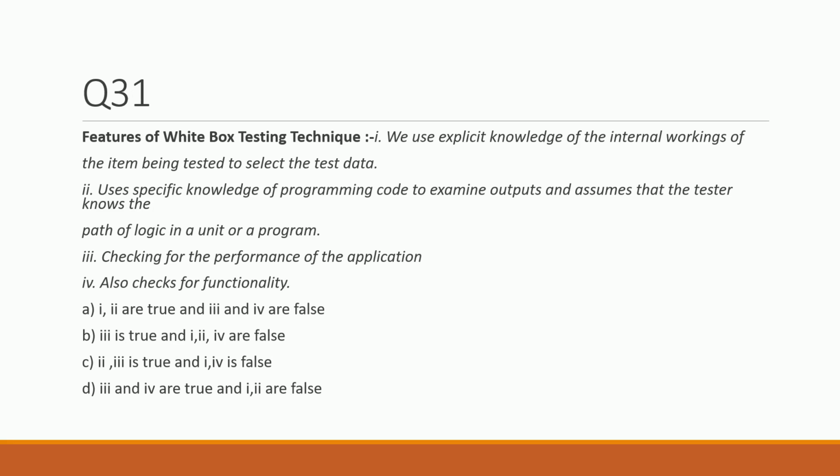Question 31 is features of white box testing techniques. We use explicit knowledge of the internal workings of the item being tested, use specific knowledge of programming code to examine outputs. Checking for the performance of the application also checks for the functionality. And the correct answer is A, where 1, 2 are true and 3 and 4 are false.